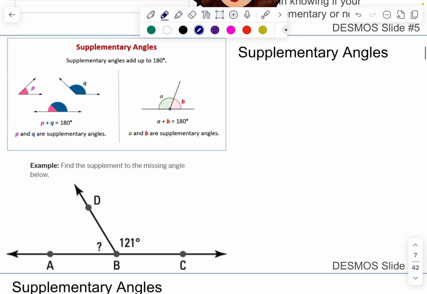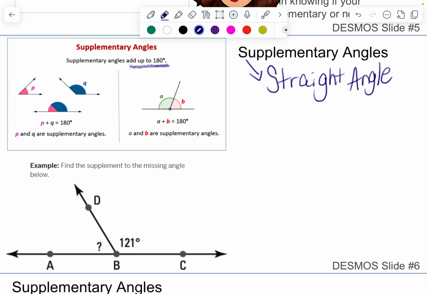Supplementary angles. Supplementary angles are going to add up to 180 degrees. And the biggest thing with supplementary angles is you're going to draw that arc. Supplementary angles are going to give you a straight angle. Okay? And we know that a straight angle looks like this. Now you can have adjacent and non-adjacent supplementary, but most all of yours are going to be adjacent.